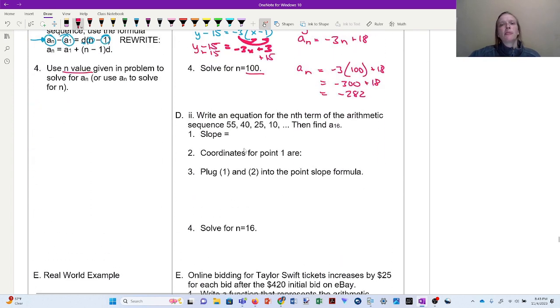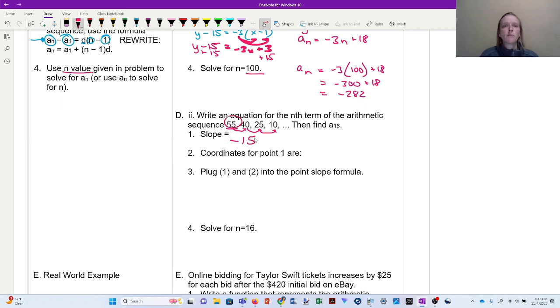Let's do another example. Let's look at this sequence. If we go 55, 40, 25, 10, that's the pattern for the first, second, third, and fourth terms. Find the 16th term. All right, well, the slope is just that common difference as we go from one term to the next. And each time I take a step here, I'm going down by 15. Down by 15 units.